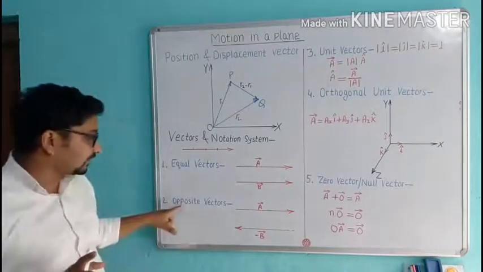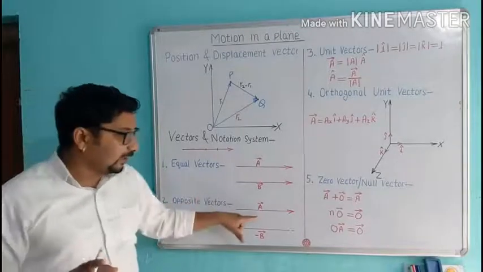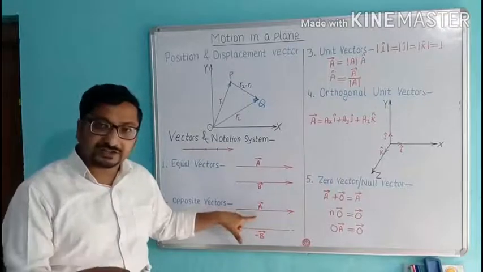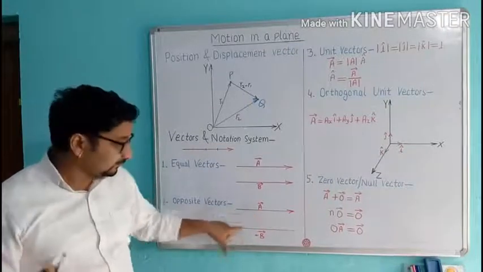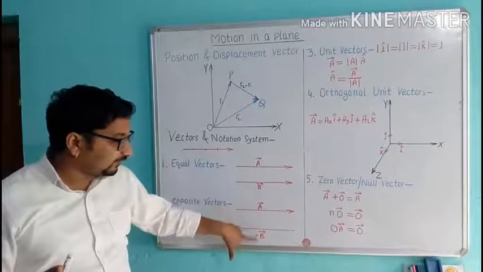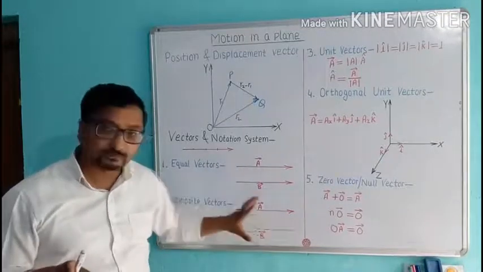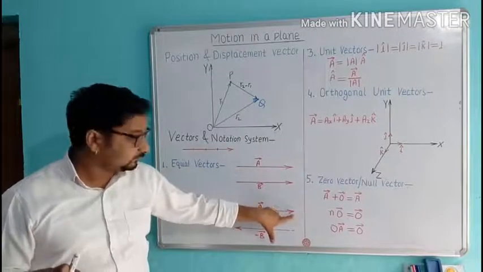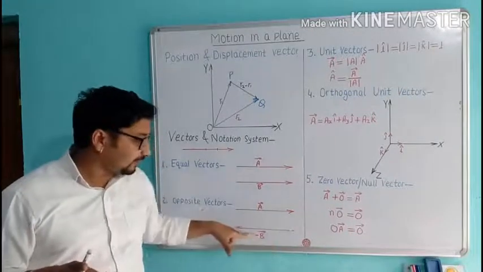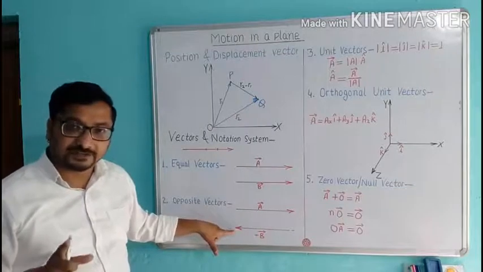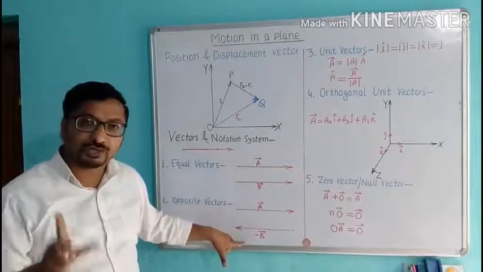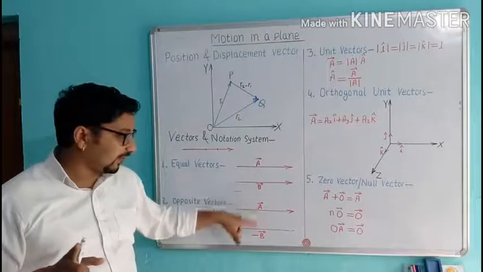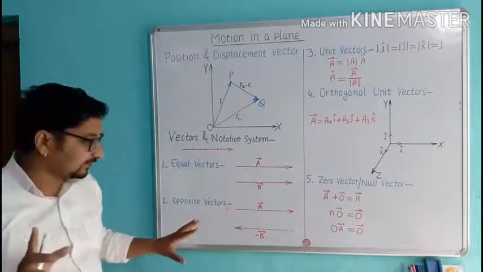Okay. Now next, opposite vectors. When two vectors are equal in length but opposite in direction. Here, vector A and vector B are equal in length but opposite in direction. Vector A is directed to the right side and vector B is directed to the left side. Okay, just opposite to each other. Then these are called opposite vectors.